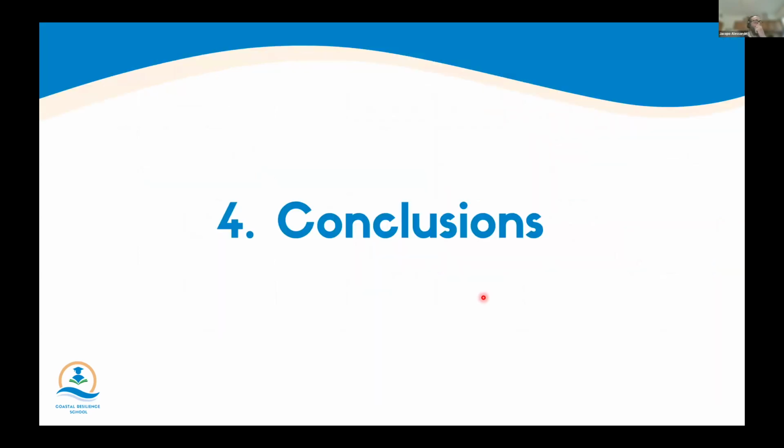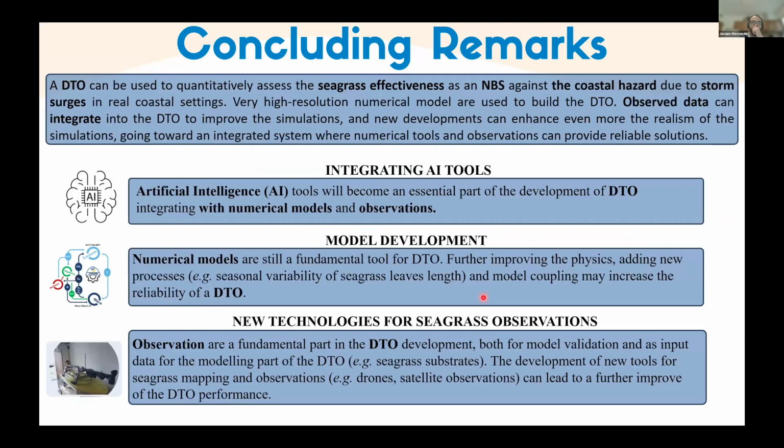Okay, so I'm at the end of my presentation. Building a DTO is a step-by-step process, because we started from numerical modeling, which can describe coastal areas in really good detail, and then tried to add all the observations that we have to integrate into the DTO and to have the most reliable digital twin of the ocean, with the aim, in this case, of having an assessment of the seagrass effectiveness as a nature-based solution.